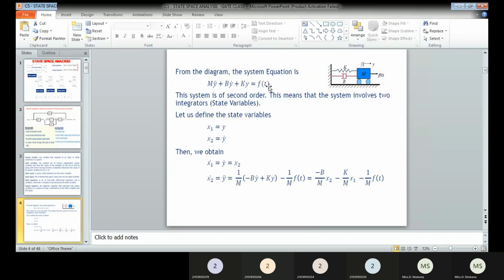Here the force balance equation has been written by Newton's second law, which is nothing but the sum of applied forces equal to the sum of opposing forces. Applied force is only the f of t, and the opposing forces are your three opposing forces. That has been summed together and we are getting f of t. From this we have the differential equation.